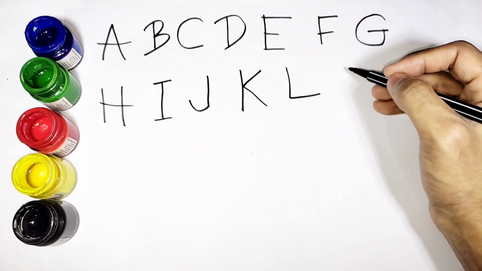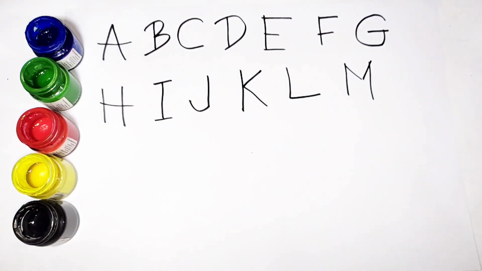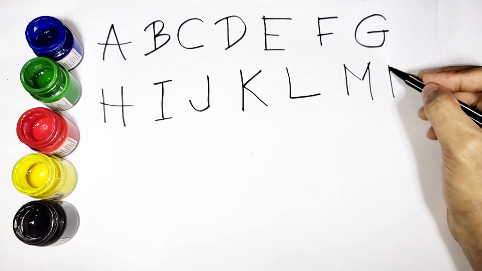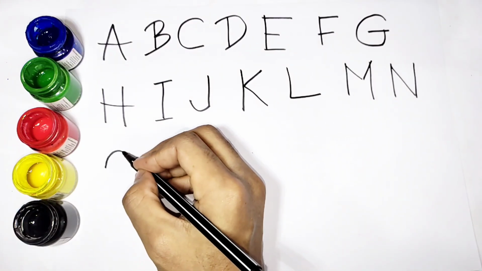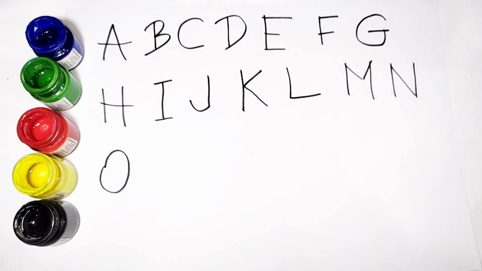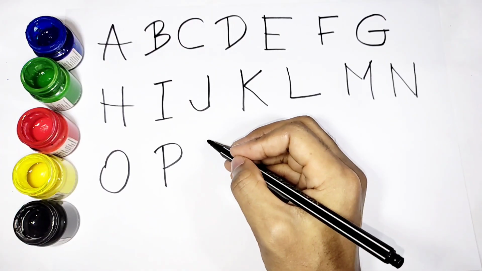And the next one is M. M for moon, M for mango. And the next one is N. N for nose, N for nest. The next one is O. O for orange. P for parrot.